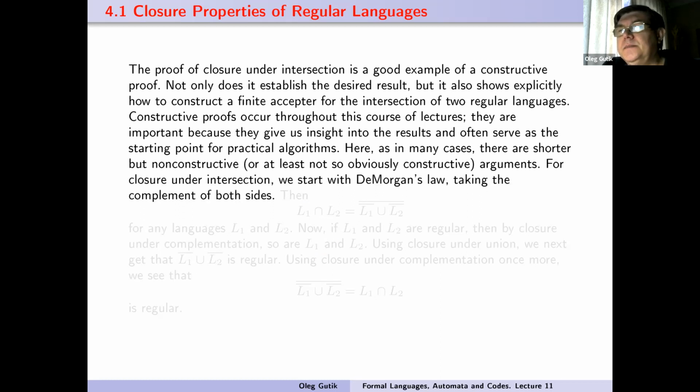For the closure on the intersection, we start with De Morgan's law, taking the complement of both sides. Then the intersection of the languages L1 and L2 is equal to the complement of the union of the complements of the languages L1 and L2, for any languages L1 and L2.